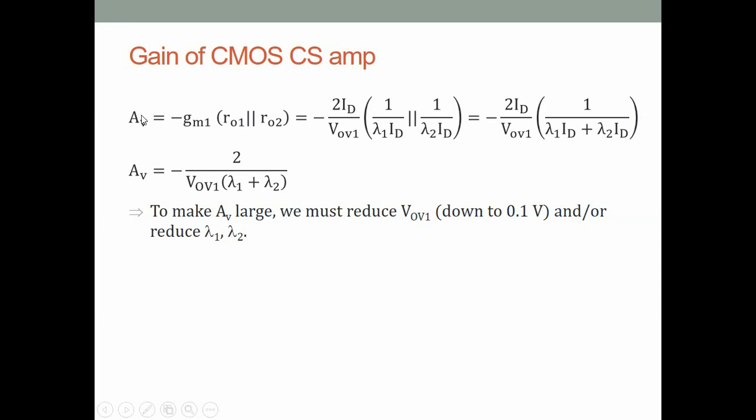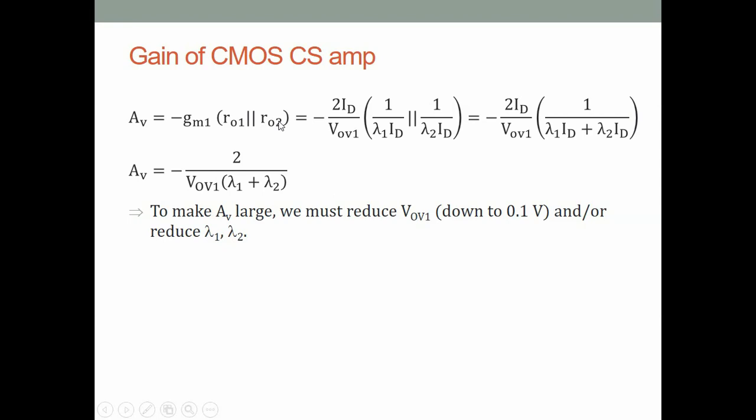But it turns out, looking at this mathematics, that increasing ID has actually no effect on the gain, because although gm increases as ID increases, ro decreases as ID increases, and the effects cancel out. So two things, therefore, ID has no effect on the gain, alright, and so there's no point changing ID to increase the gain. The other is, what is the other thing?